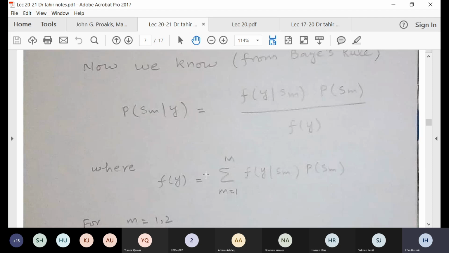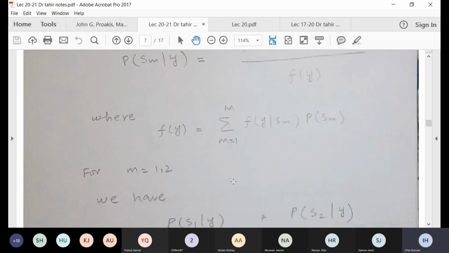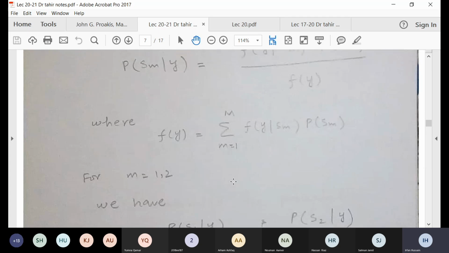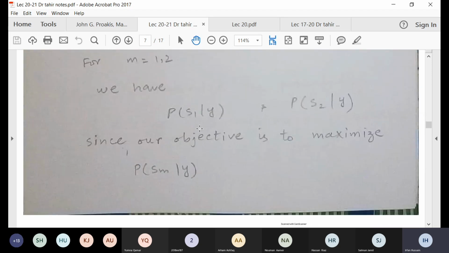And f of y will be the sum over all m of f of y given Sm with the probability of Sm. This was also given in the previous lectures. So now you will have two probabilities, P of S1 given y and P of S2 given y, and you have to use them so that you can maximize the probability of Sm given y.